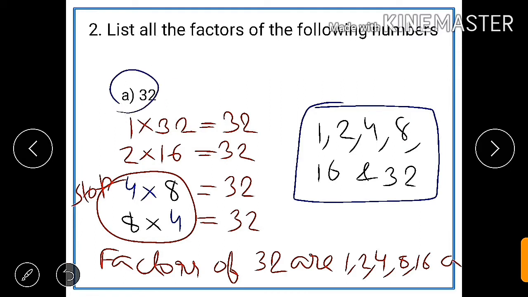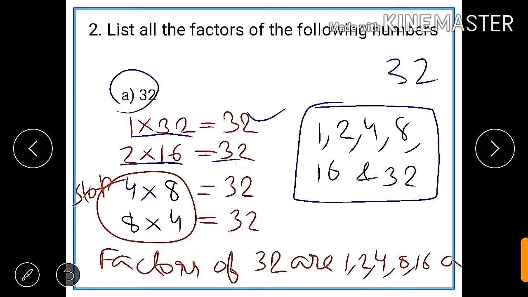will start with 1. We know 1 into 32 is 32. So we have written 1 into 32 equals 32. Next we will check whether 32 is divisible by 2 or not. As 32 is an even number, therefore it is divisible by 2, and we know 2 into 16 is 32.